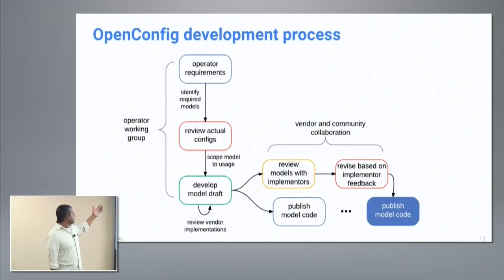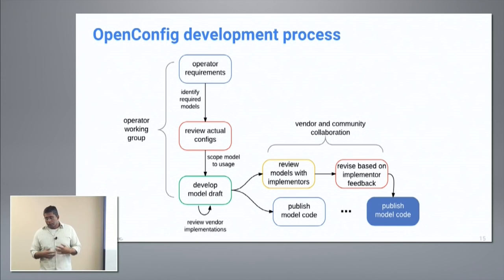So the development process, I think I've said most of this. We do a lot of the work with just operators. We actually review actual configs on our calls. So we bring some of the configs, we look at them, make sure that the model supports them, or try to go through examples of how we could use the model to represent that config. We develop a draft of the model, iterate on it, and then when we publish it, we start working with vendors on how it can be implemented.